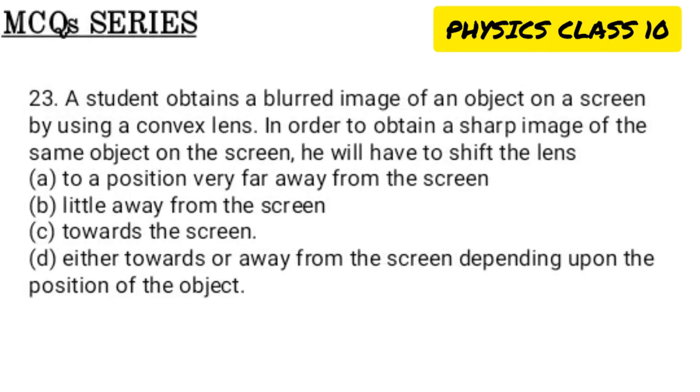Now question 23. A student obtained a blurred image of an object on a screen by using a convex lens. In order to obtain a sharp image of the same object on the screen, he will have to shift the lens to a position very far away from the screen, a little away from the screen, toward the screen, or either toward or away from the screen depending upon the position of the object.